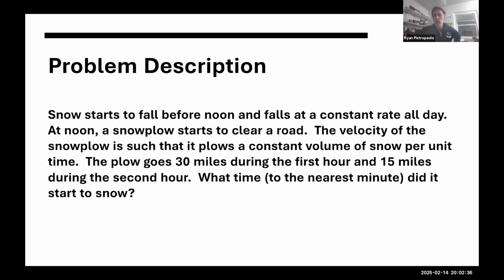Again, it starts to snow before noon and falls at a constant rate. So you can imagine that height just increasing at that constant rate. And then at noon, a snowplow starts to clear the road, and the velocity of the snowplow is such that it plows a constant volume per unit time. So obviously, as the snow gets deeper, it's got to slow down. It can't travel as fast because it's clearing the snow at a constant rate. It goes 30 miles during the first hour and then 15 miles during the second hour.